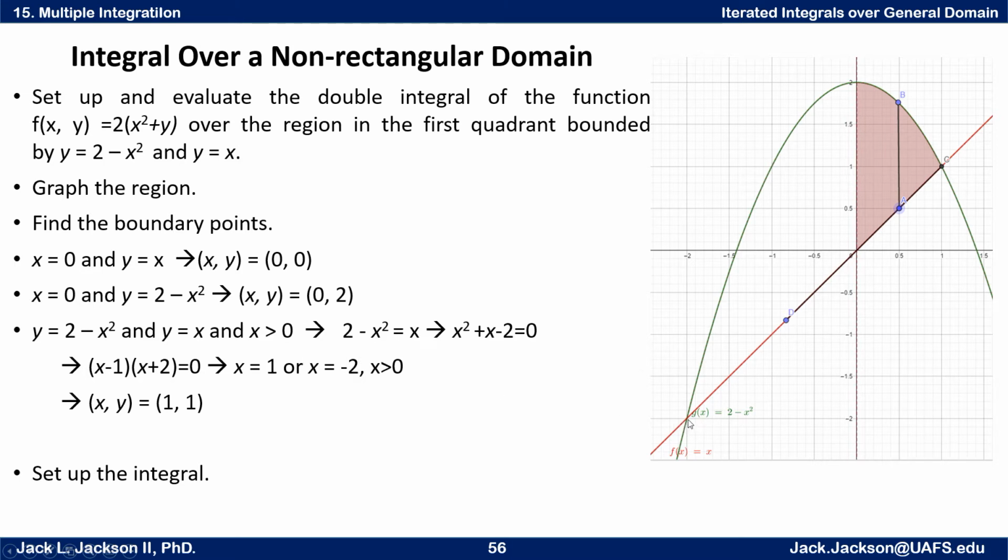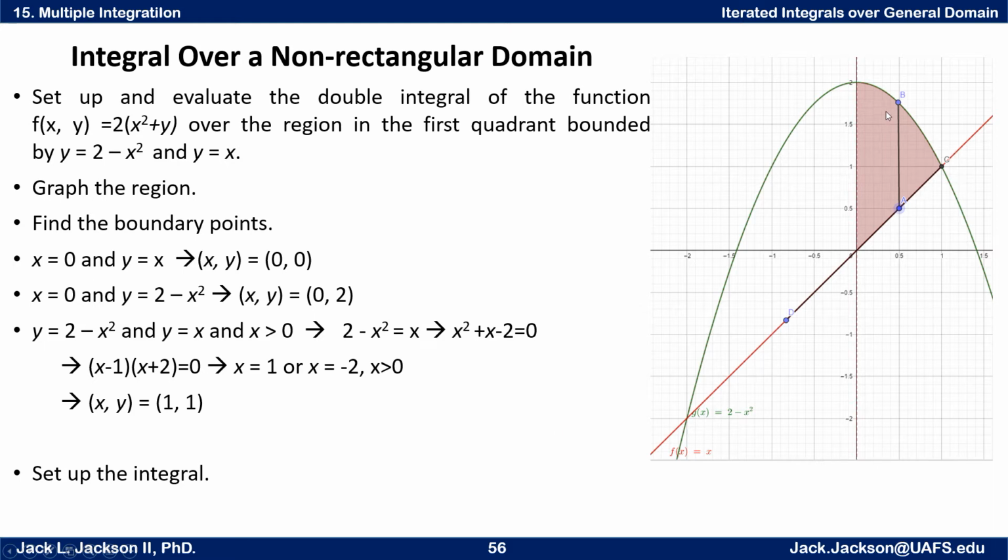That's, of course, this point down here. The one we have left is x equals 1, y is the same, so (x, y) equals (1, 1), which, of course, we could have seen from the graph as well. But we definitely do want to find those boundary points. So we have some boundary curves and some boundary points, and now we want to set up the integral.